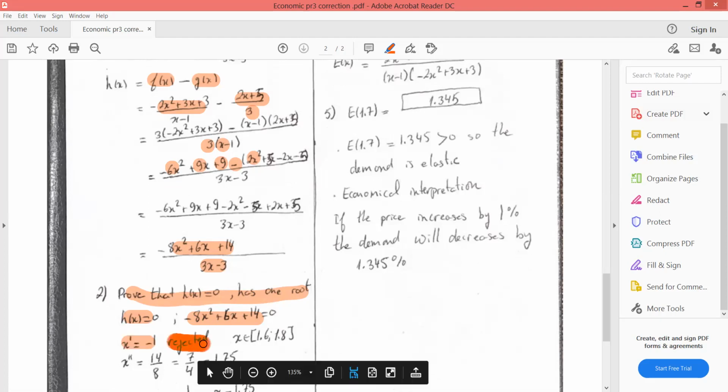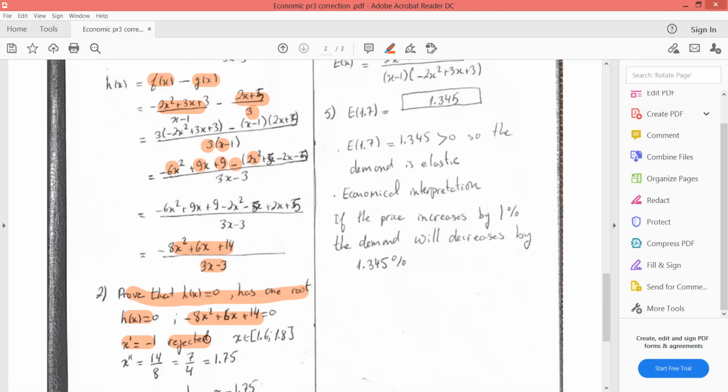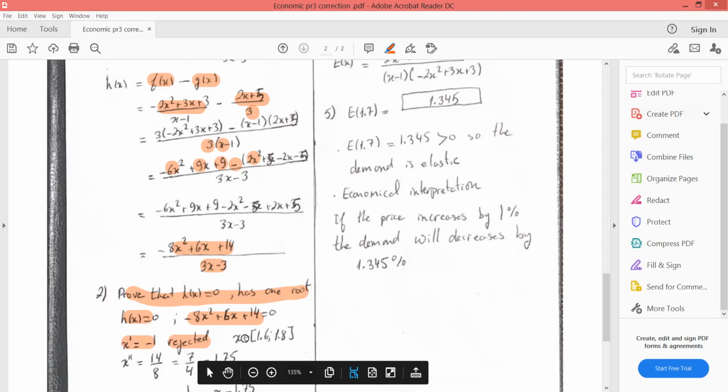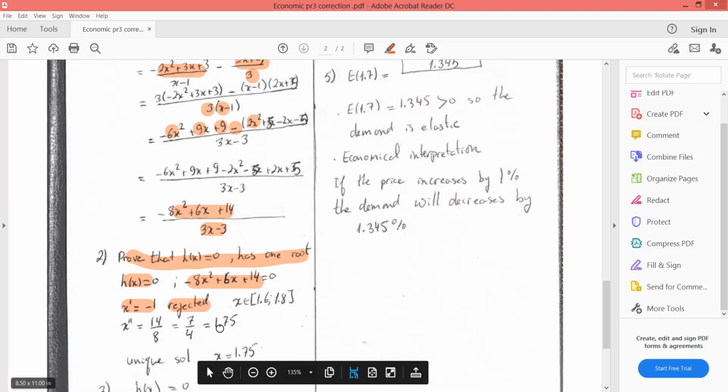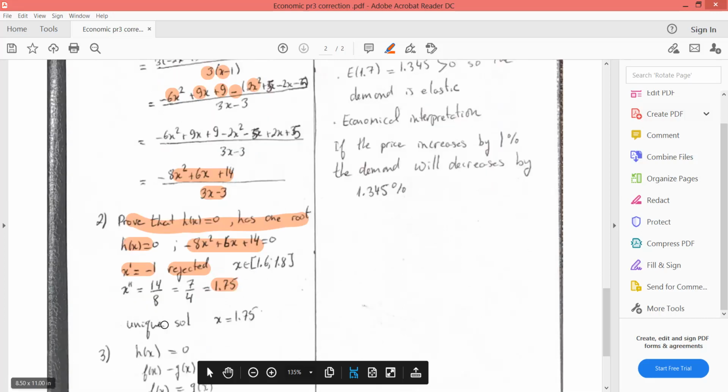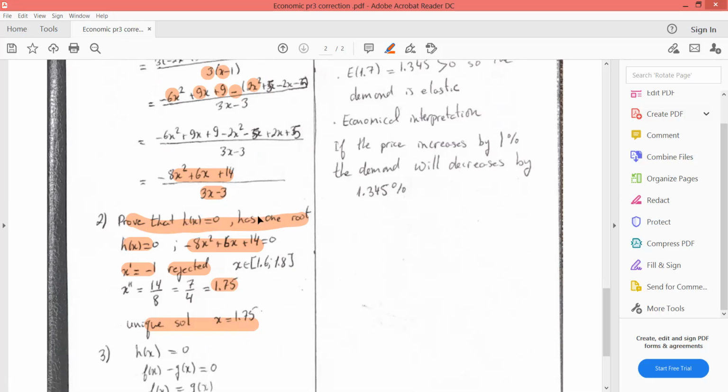Why is it rejected? How to know if it is rejected or accepted? It does not belong to 1.6 and 1.8. We said that x is between 1.6 and 1.8. So minus 1 does not belong. The x should belong to 1.6, 1.8. The second value is 1.75. So we have a unique solution, x equal 1.75. So you always have to pay attention to which interval x belongs. Okay?